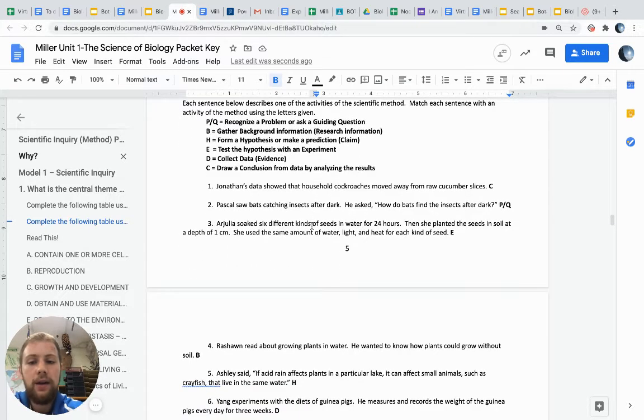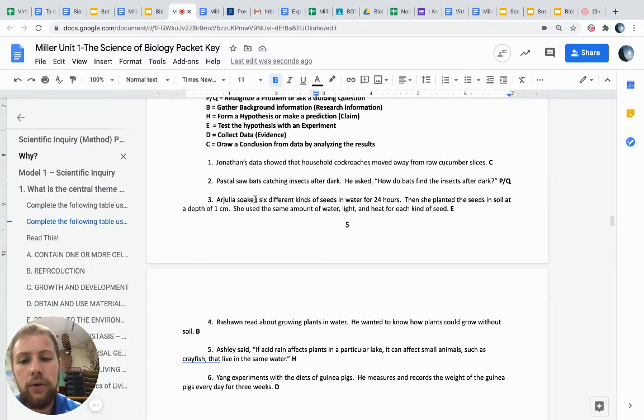Number 2, Pascal saw bats catching insects after dark. He then asked, how do bats find the insects after dark? All right, so he is posing a question here. So if you're posing a question, that would be considered recognizing a problem or asking a guiding question. So P/Q.